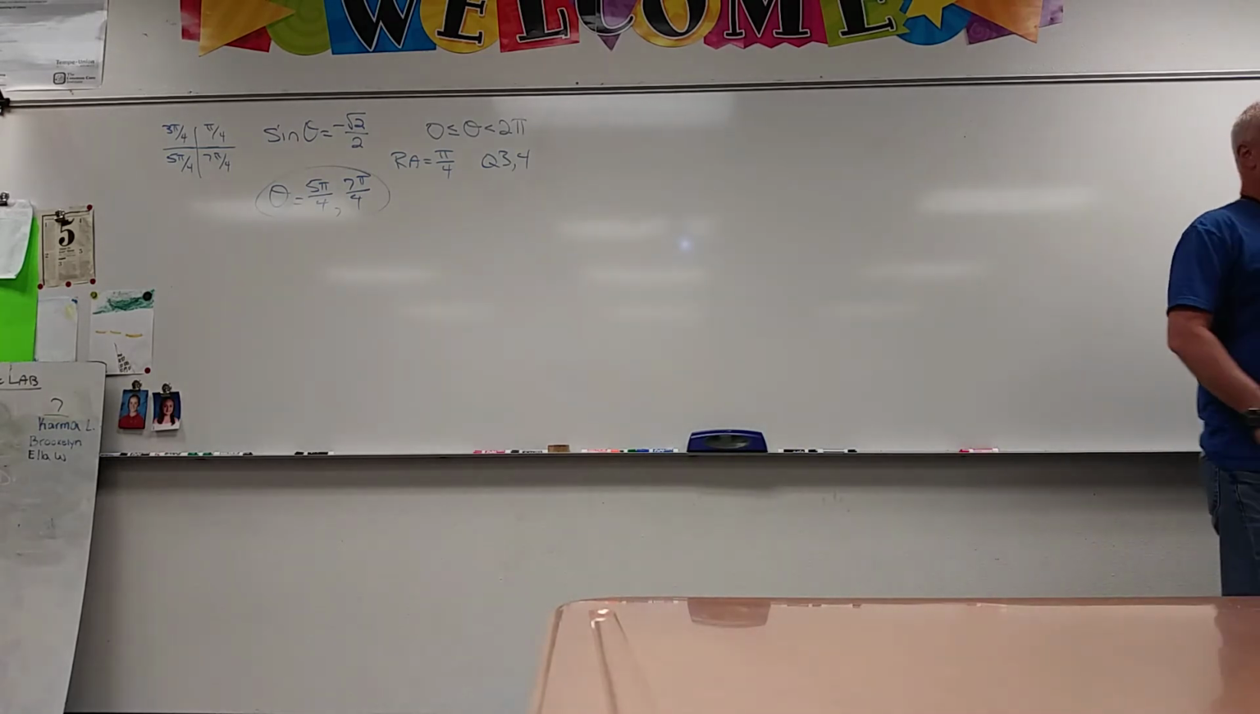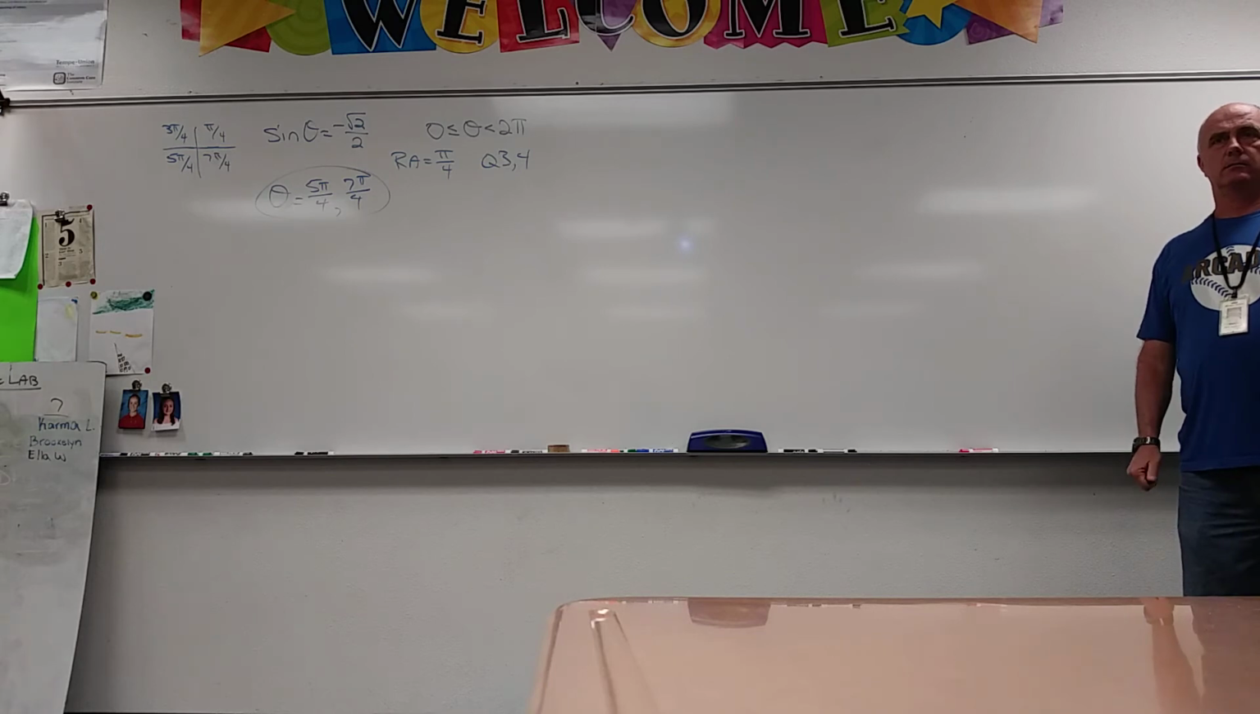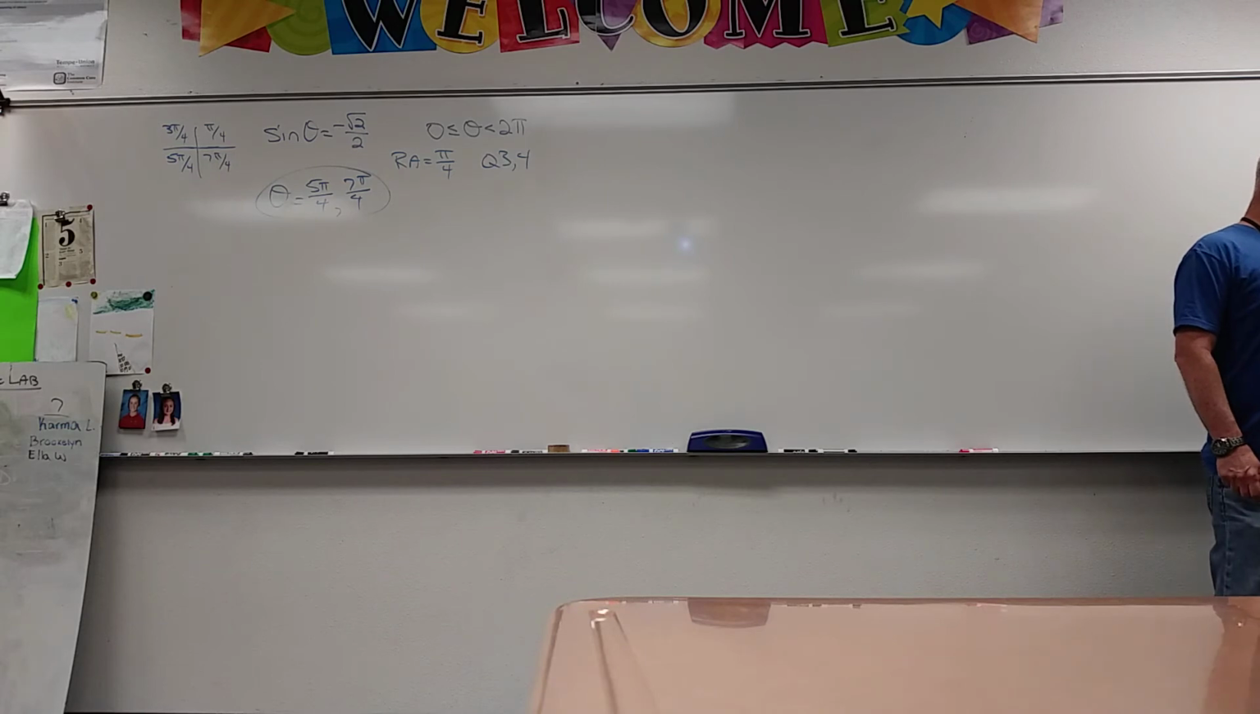I believe we've done some stuff kind of like that, 5 pi over 4 and 7 pi over 4, earlier. So hopefully that's not too bad for you. 5 pi over 4 and 7 pi over 4, because it's 45 degrees. That wasn't as horrifying as it appeared.